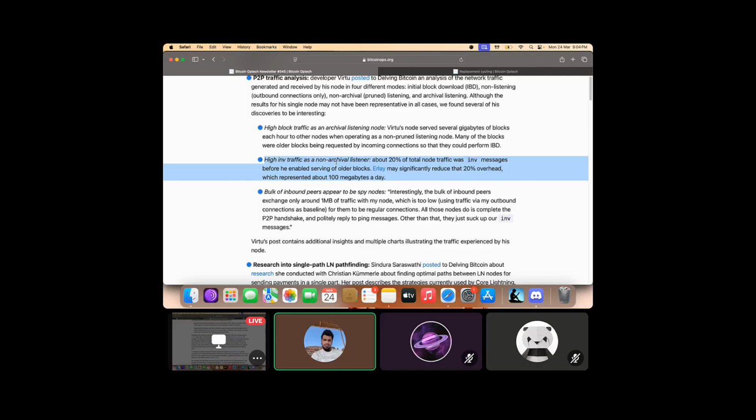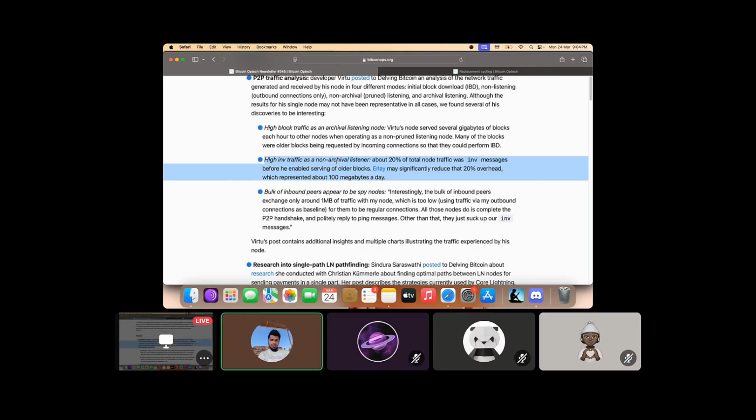So 20% of the traffic of a non-archival listener node was in sharing INV messages. This was like 100 MB a day, and this can be reduced exponentially by OLE. We've talked about what OLE is in preceding sessions. It basically reduces the bandwidth consumption by only relaying individual transactions with your outbound connections and doing timely syncing of the mempools with your inbound connections. So this is the observation of the developer when they were running a non-archival listener node.